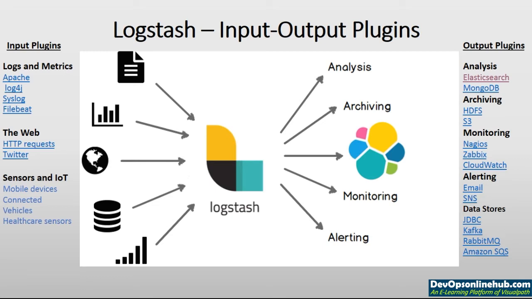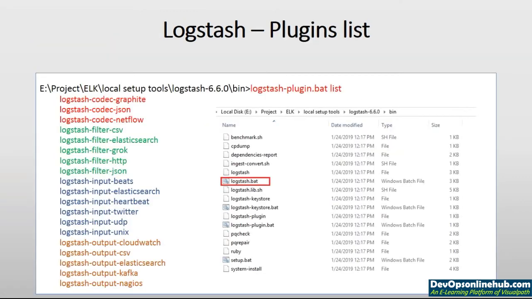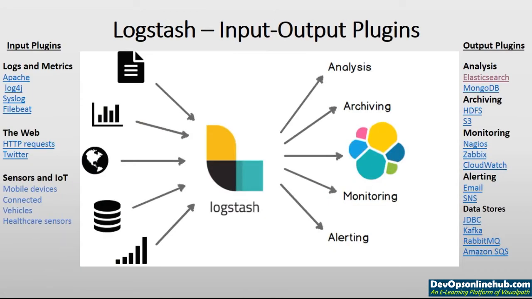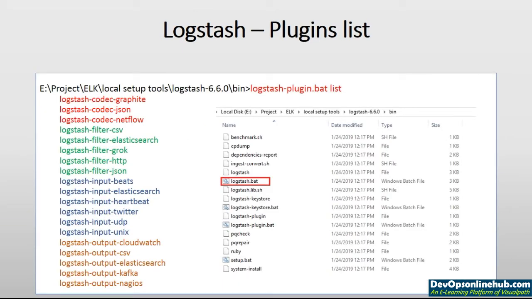Now, apart from the input and output plugins, there are other kinds of plugins available, and these are filter plugins or codec plugins. The filter plugins and the codec plugins are the optional plugins, whereas input and output plugins are the compulsory plugins. Now, there is a certain set of Logstash plugin commands available. In case you wanted to know the details of the plugins available, then you can use the plugin list command.